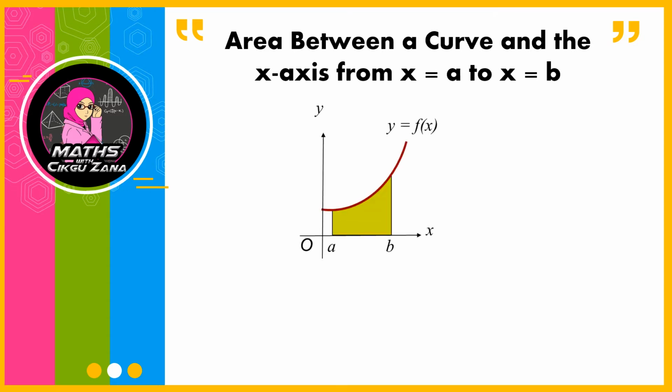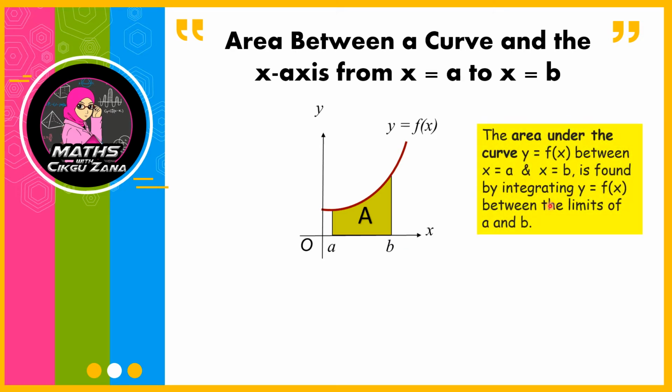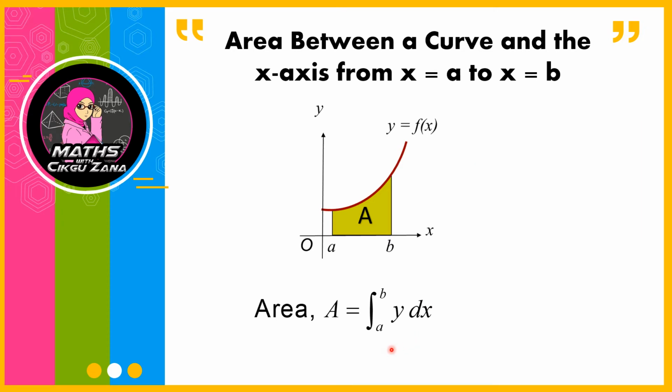Consider the region bounded by the curve y equal f of x and the lines x equal a and x equal b and the x-axis. The area of the bounded region is found by integrating y equal f of x between the limits of a and b. In other words, the area A is obtained by evaluating the definite integral of y from x equal a to x equal b.